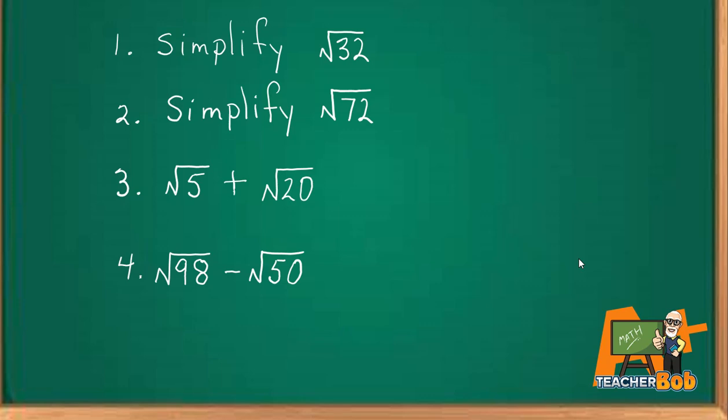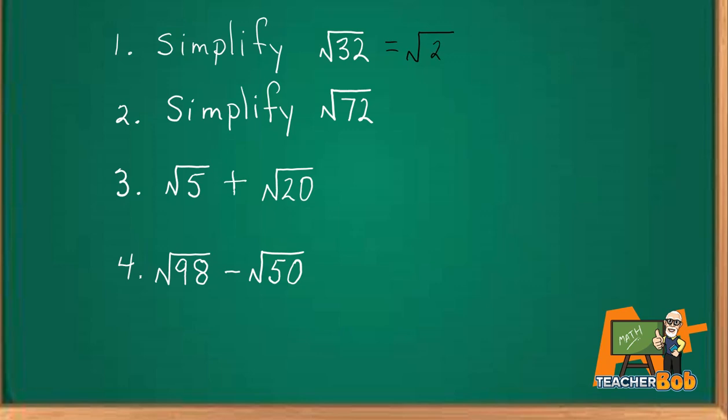All right, welcome back. Question 1 is asking us to simplify the square root of 32. I'm going to change my pen to black here, just to show my work in a different color than the questions. We want to break down 32 into 2 factors, and one of them needs to be a perfect square. I can see that we can go 2 times 16. 16 is a perfect square.